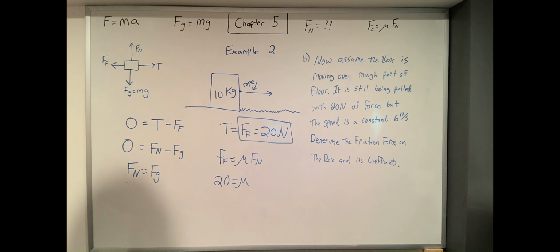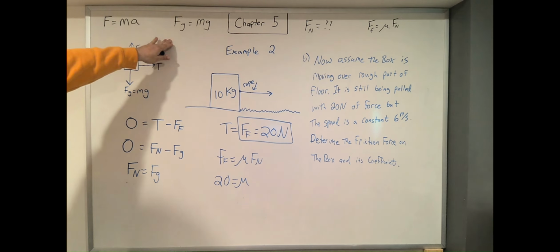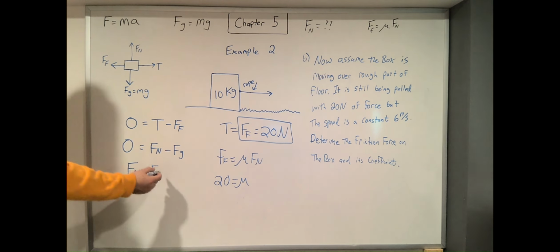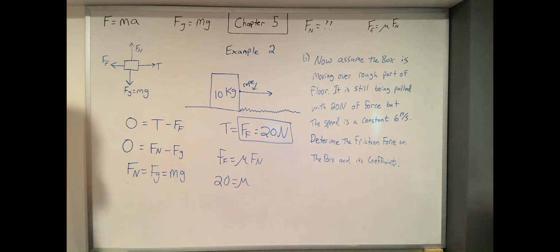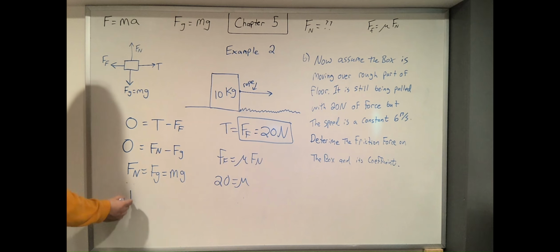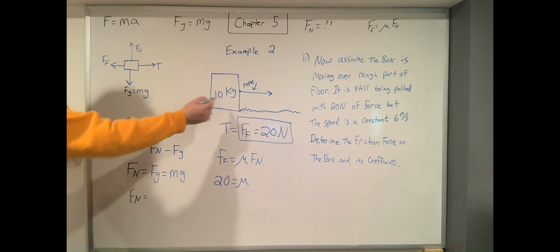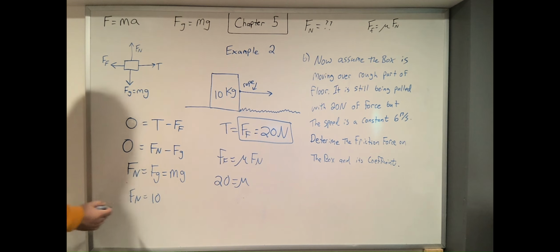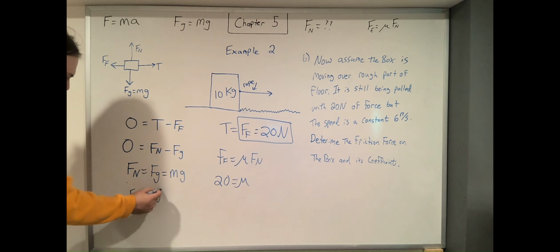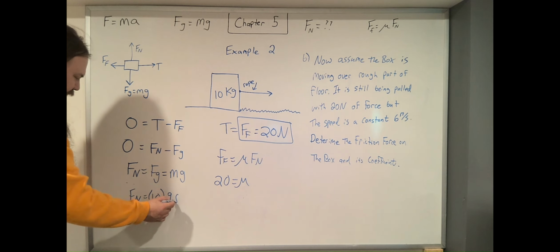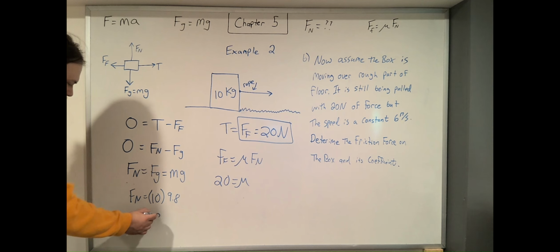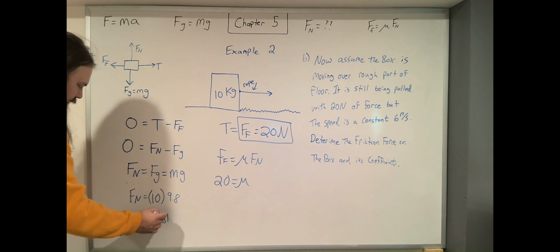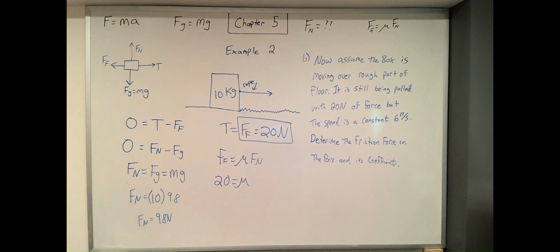Well, what's Fg? Fg has an equation, right? Fg is nice and easy. Fg is equal to mg. Okay, now I'm getting something. So I have the normal force is equal to mg. I know what m is. It was given in the problem. So m is 10 and g is 9.8. So I can multiply 10 by 9.8 and I will get that Fn is equal to 98 newtons.